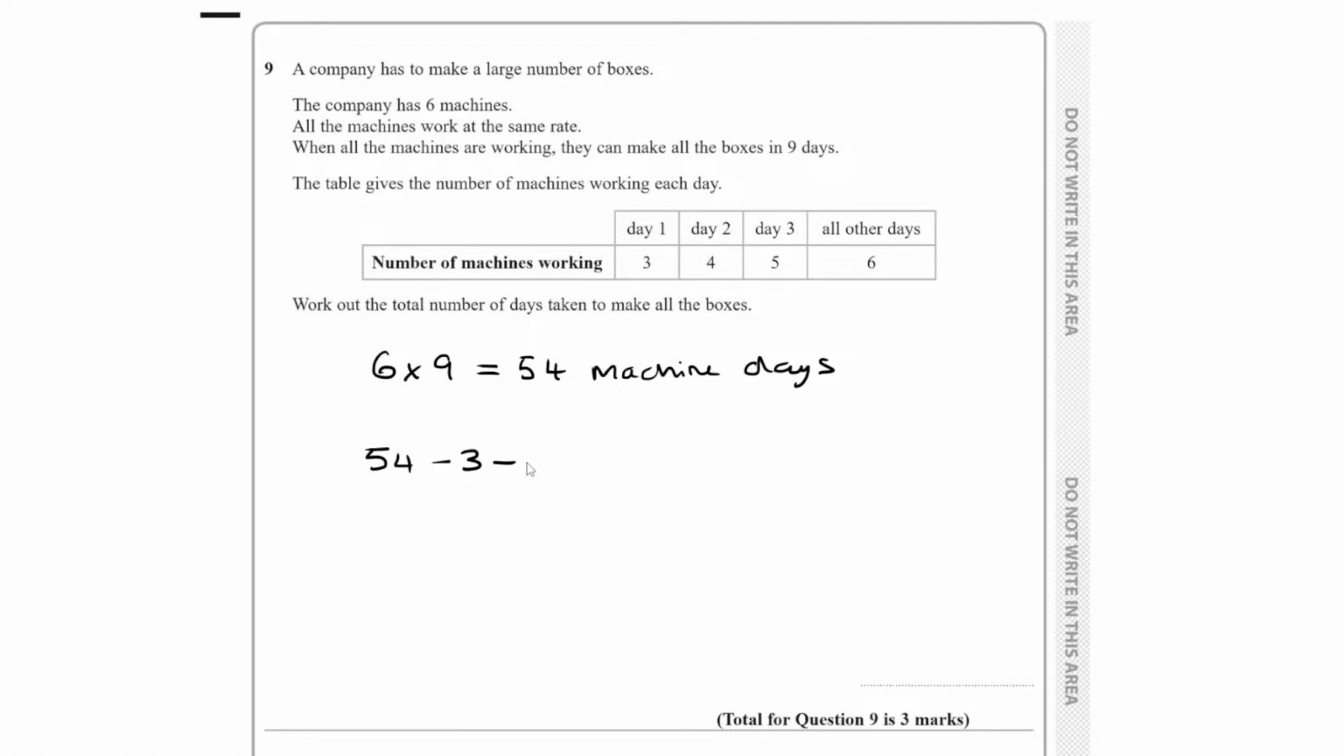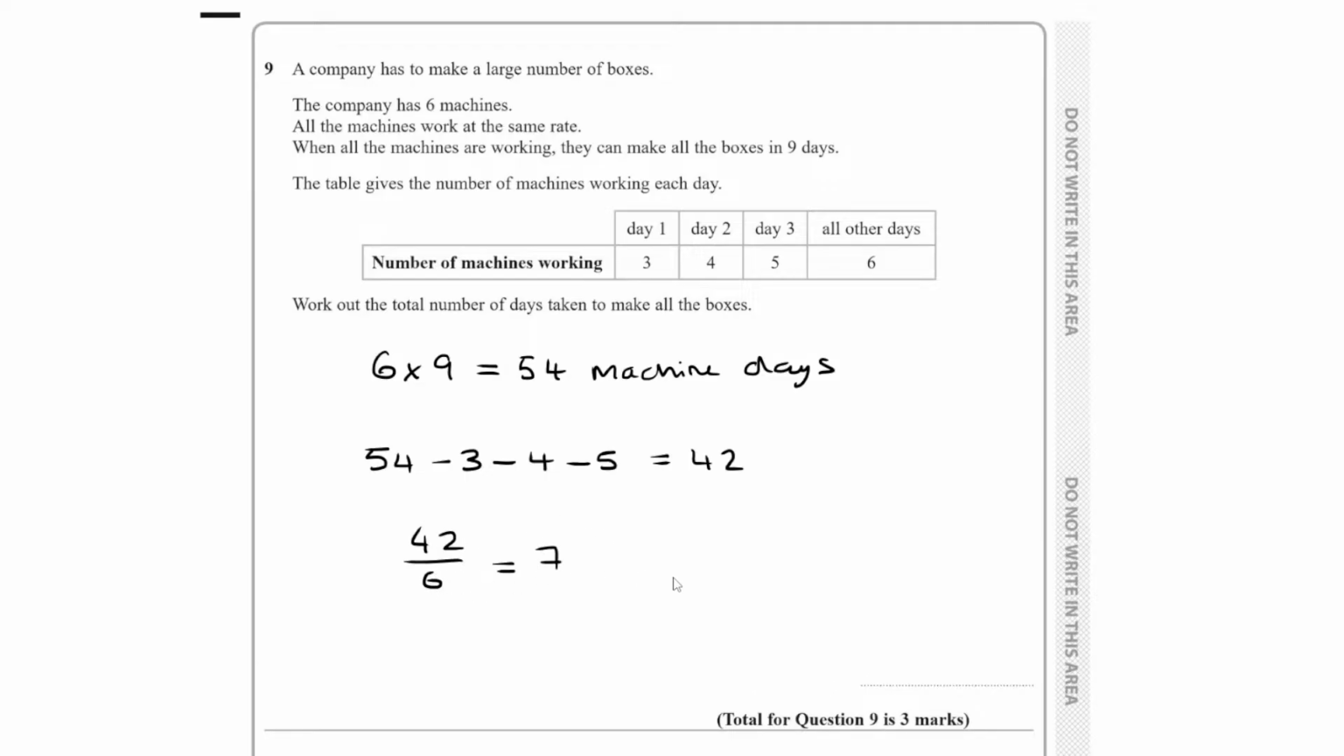After day 2, that's 4 days, isn't it? Because if I've worked out that it's only one machine for 54 days, then it's going to be 4 times faster, obviously, for day 2, and then the same thing, 5 times faster for day 3. So subtract all of those to see how many machine days you have left. That gives me 42. And then all the other days are 6. So obviously if you divide that by 6, that gives me 7.